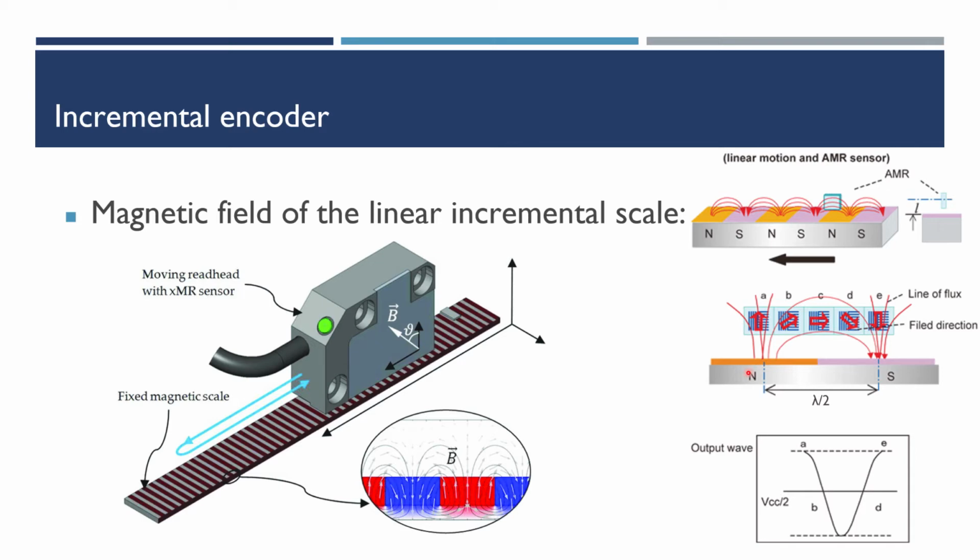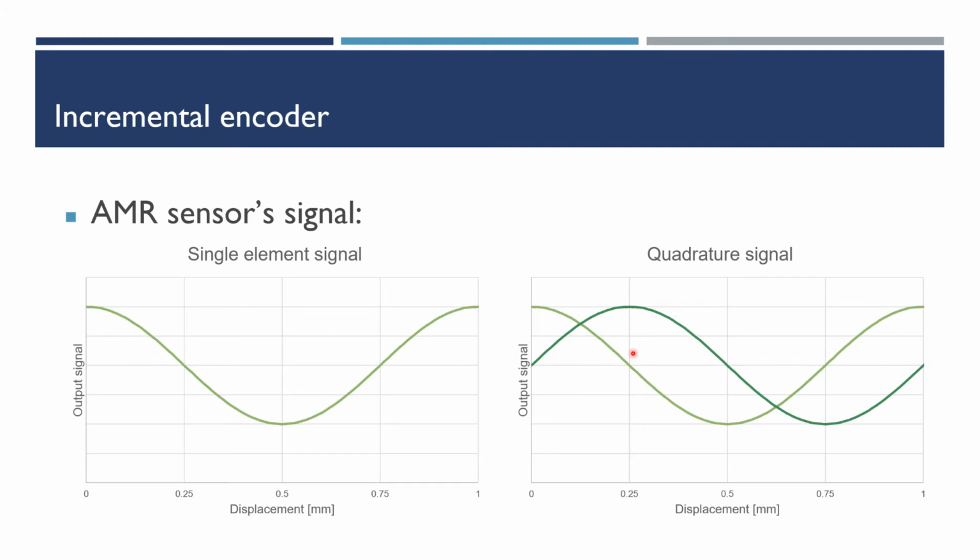And for example, when the sensor is at point A, the magnetic field is upward, and the field rotates clockwise as the sensor moves from point B to point E. And at point E, the field will be downward, and the output signal will be a sinusoidal, like the picture shown here.